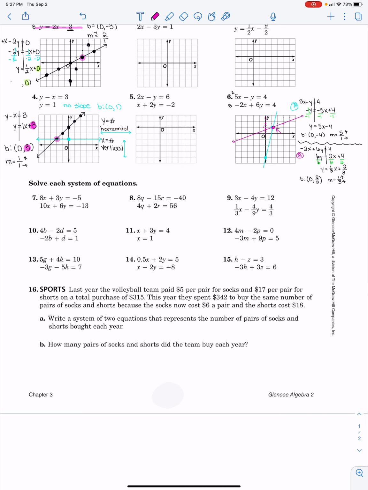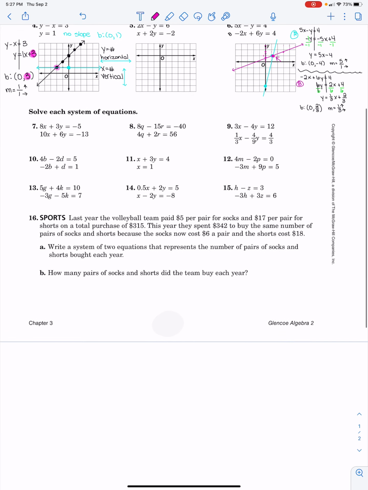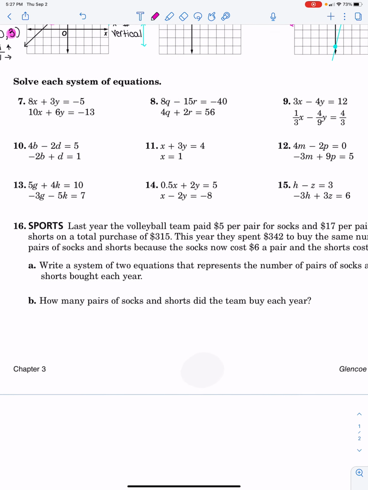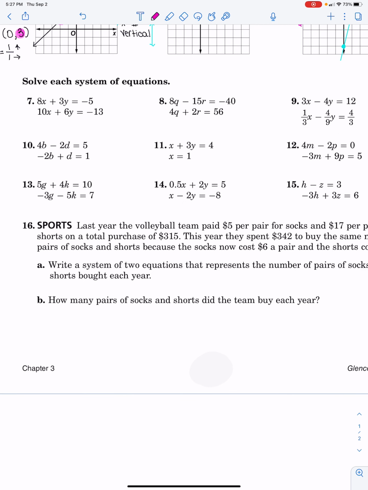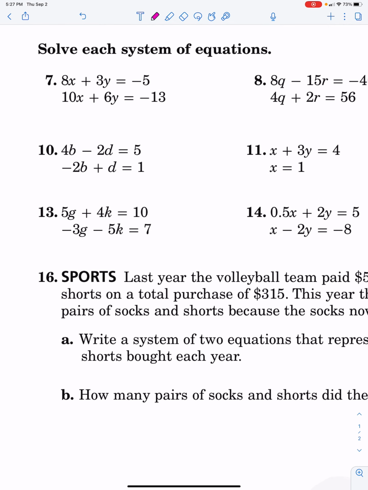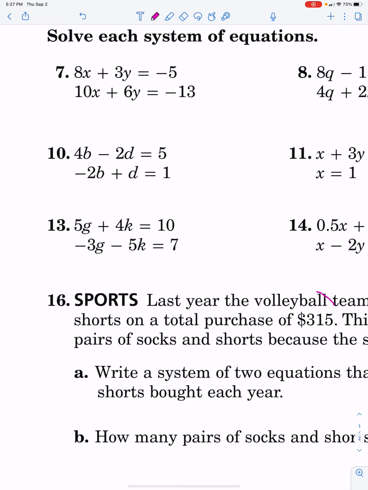I'm going to go ahead now and do 2 of these by solving systems of equations. I'm going to be using elimination. I'm going to pick 3 of them, and I want you to pick 2 or 3 to submit for that grade. Okay, so I'm going to go ahead and start with number 7.